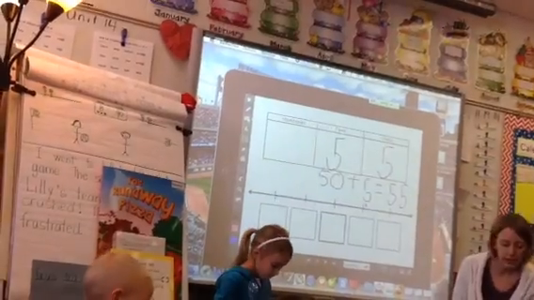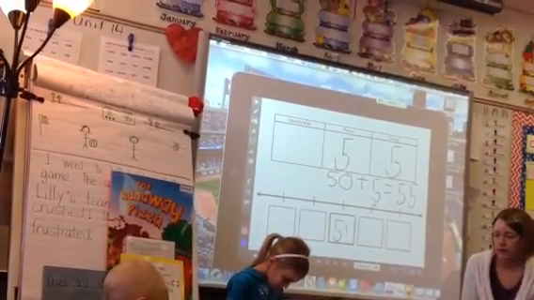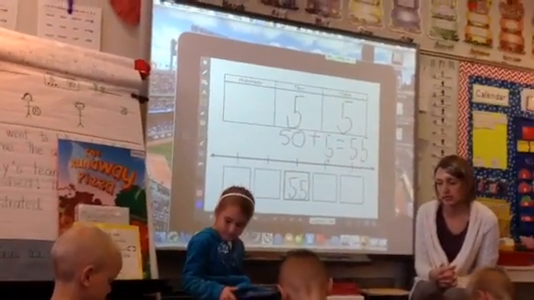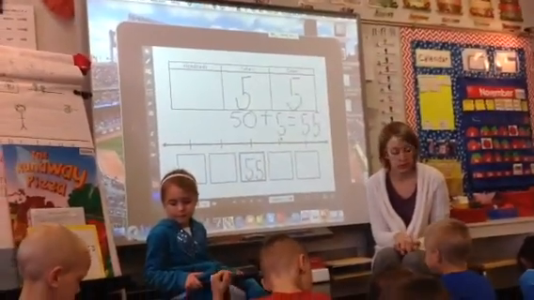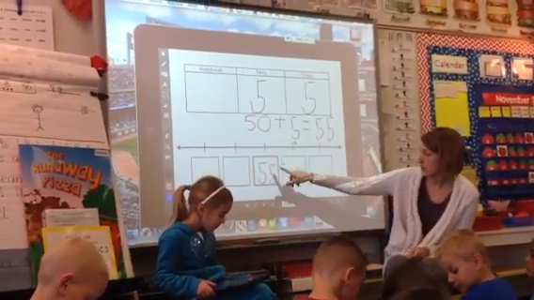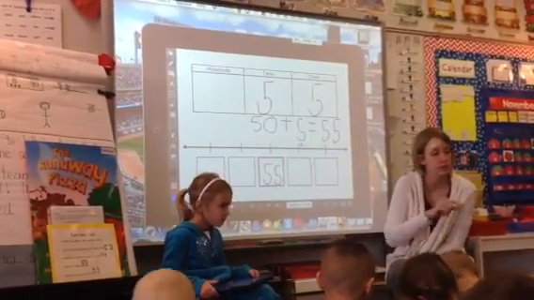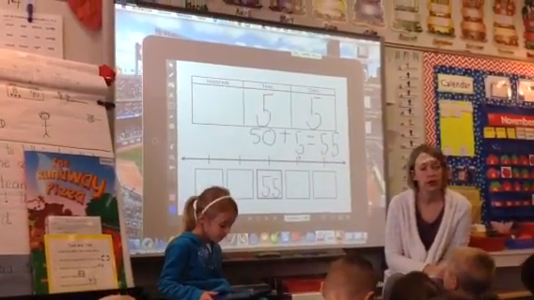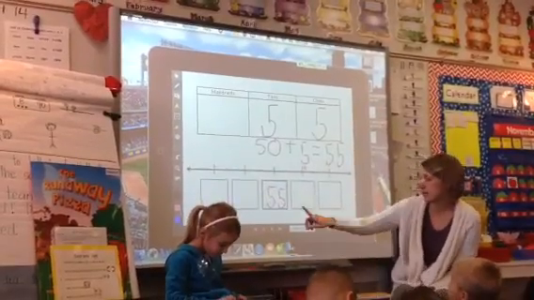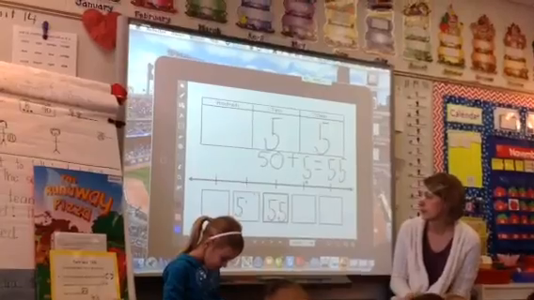Write the number of the day in the middle box. 55. Max, did you write 55 in the middle box? Do it now. Thank you for writing it down. What's the number just before 55? Thank you for raising your hand. Brooke. 54. That's like saying 55 minus 1 is 54.